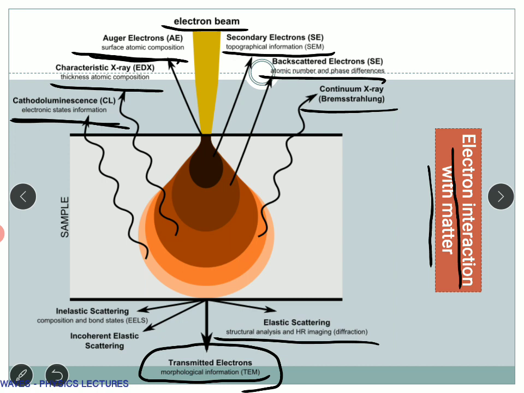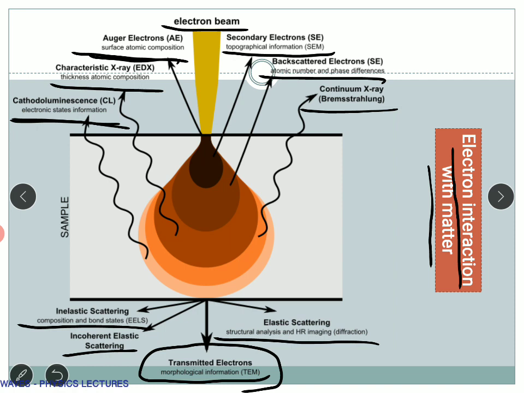There is also some kind of inelastic scattering where some energy is lost. In elastic scattering the energy is not lost, but if the energy is lost within the system, this is inelastic scattering, and from there we can study the composition and bond states, and this is basically called the EELS study. And then there is something called incoherent elastic scattering, which can also be used, but this is more or less irrelevant because we do not study much with this.